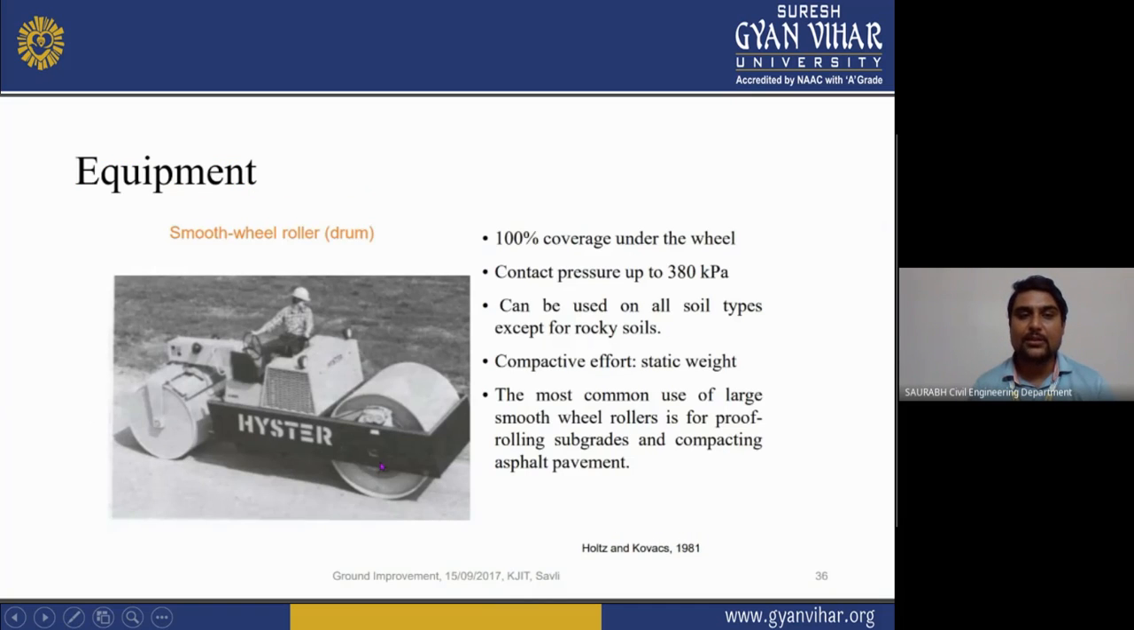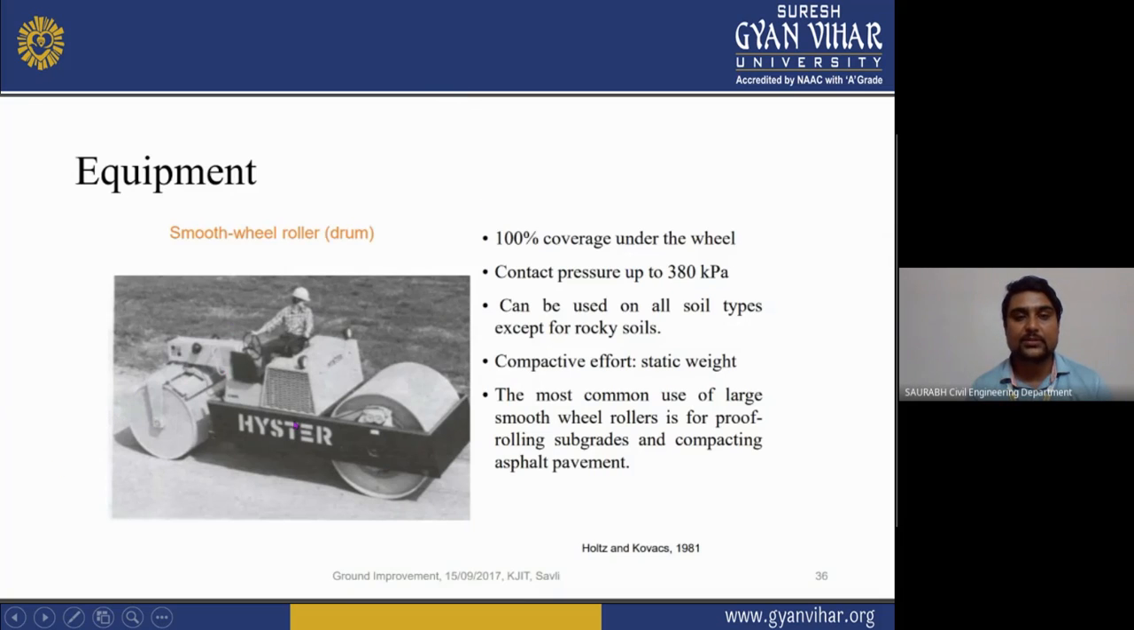There are also some equipment available, like the smooth wheel roller, by which we can do this soil improvement. As you can see, there is 100% coverage under the wheel. Contact pressure is up to 380. It can be used on all kinds of soil, except rocky soil. The most common use of a large smooth wheel roller is proof rolling, subgrade and compaction of asphalt pavement.